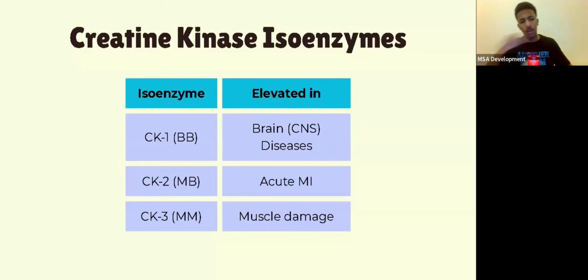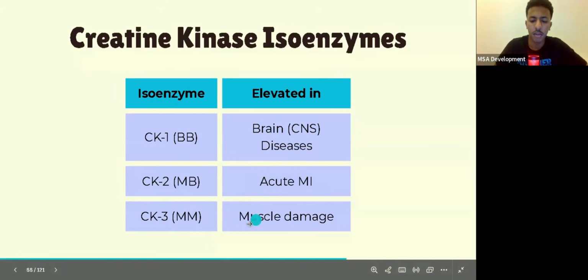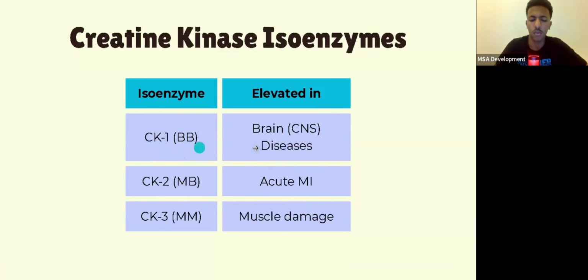Okay, so CK1 or CKBB is elevated in brain or CNS diseases. CK2 or CKMB is elevated in acute MI or myocardial infarctions, so heart, okay? Then CK3 or CKMM is elevated in muscle damage. All of these are important. You have to link it together, okay? So if I ask you which one is elevated in heart diseases or in acute MI, it's going to be CK2 or CKMB. You should also know both names.